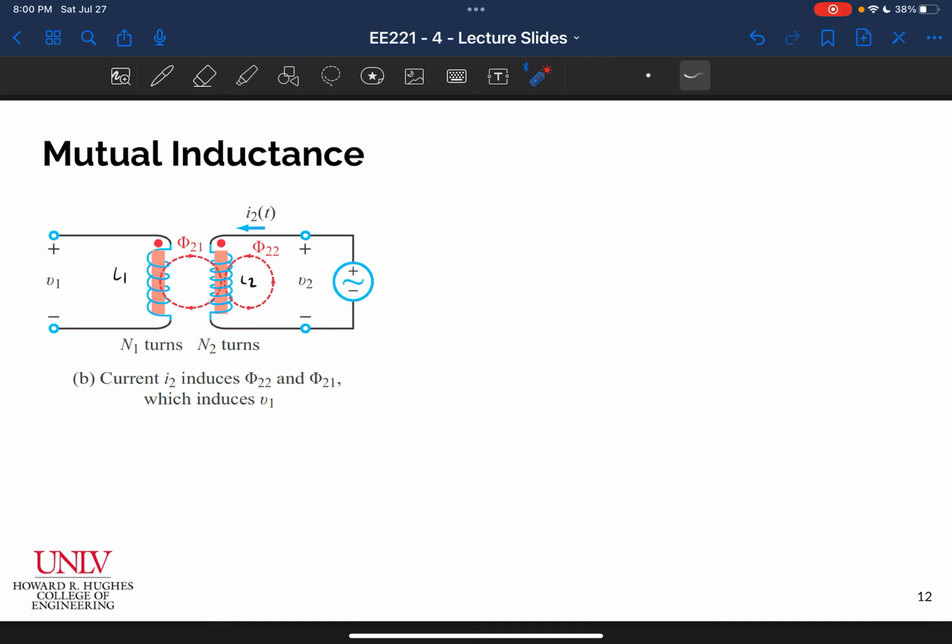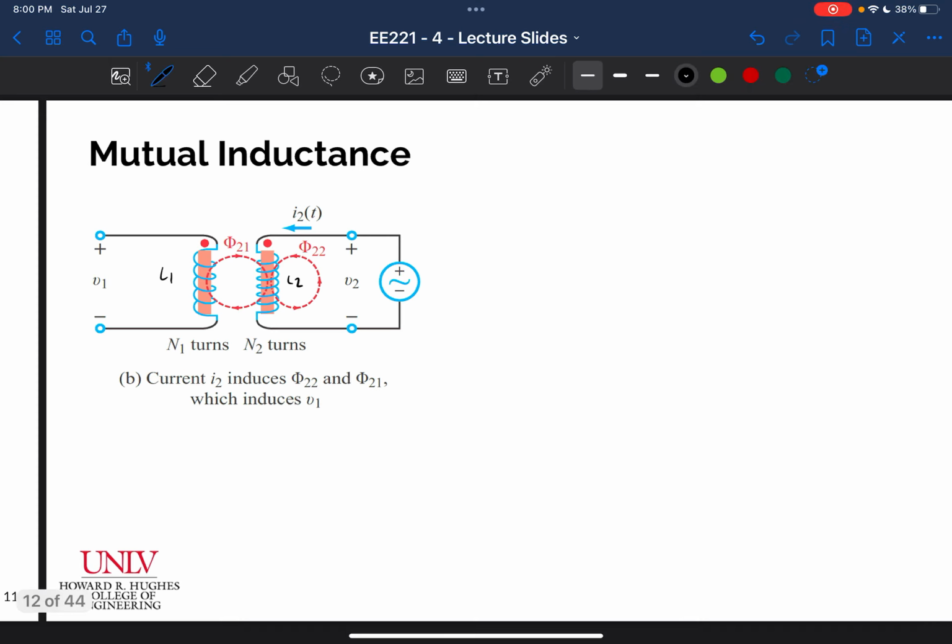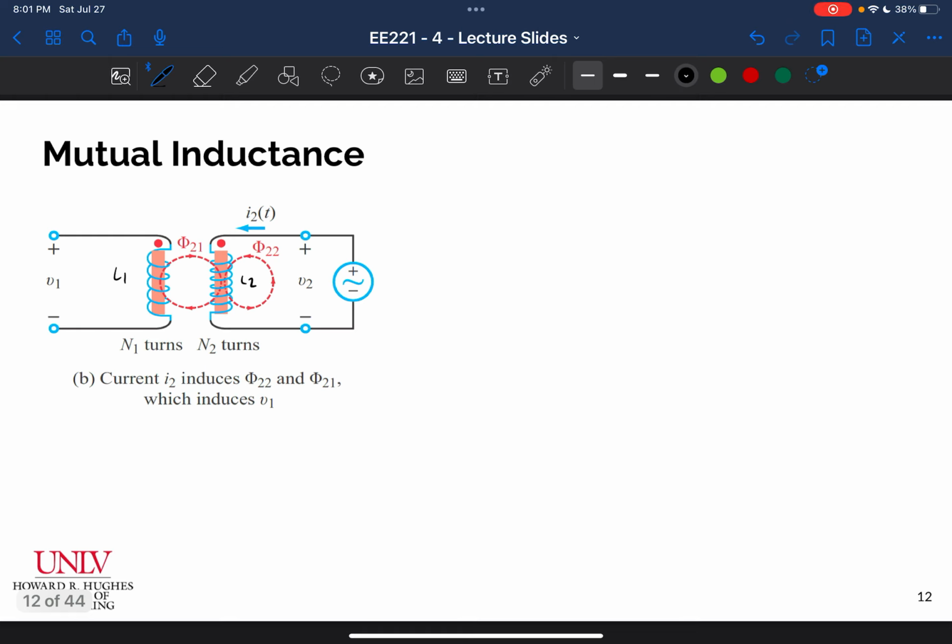And we're driving a current through this coil L2, which of course induces a magnetic field. These magnetic flux lines link the two coils, or specifically these magnetic flux lines link the two coils. And we get some induced voltage V1, and we want to determine the expression for that voltage. Okay, so I'm going to go through this derivation again.